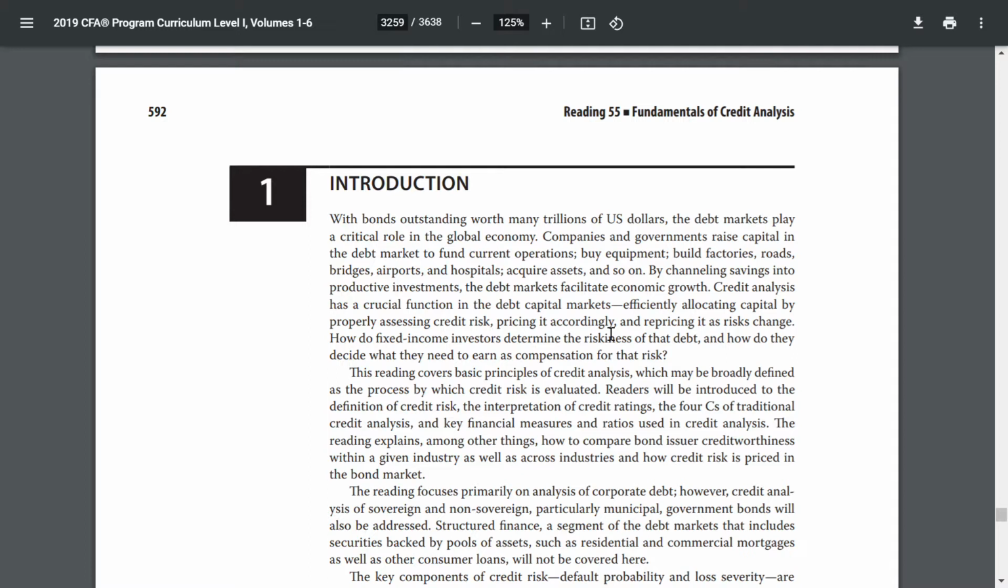Okay, sorry. Introduction: with bonds outstanding worth many trillions of US dollars, the debt market plays a critical role in the global economy. Companies and governments raise capital in the debt market and fund current operations, buy equipment, build factories, roads, bridges, airports, and hospitals, acquire assets, and so on. By channeling savings into productive investments, the debt market facilitates economic growth. Credit analysis has a crucial function in debt capital markets: efficiently allocating capital by properly assessing credit risk, pricing it accordingly, and repricing it as risk changes.